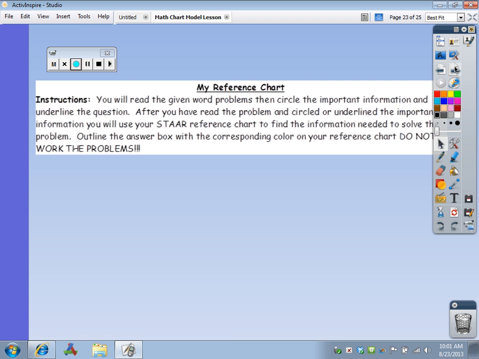Now that you are familiar with your chart, let us read together the instructions for the activity. Are you ready? Instructions. You will read the given word problems, then circle the important information and underline the question. After you have read the problem and circled or underlined the important information, you will use your STAAR reference chart to find the information needed to solve the problem. Outline the answer box with the corresponding color you used on your reference chart. Do not work the problems.